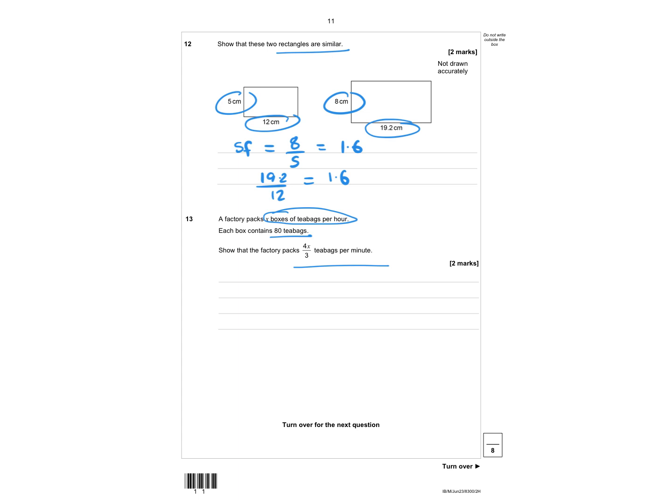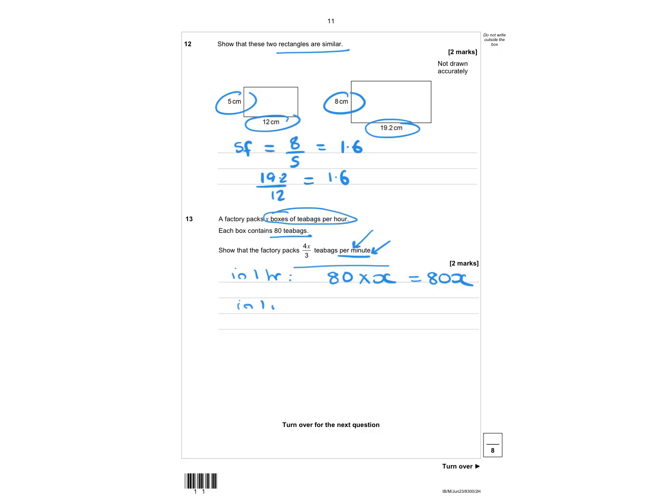So the total number of tea bags packed in 1 hour is going to be 80 tea bags multiplied by x boxes, because each box contains 80 tea bags. So in 1 hour, that's 80x tea bags that are packed. But the question wants to know how many tea bags are packed in a minute. So in an hour, there are 60 minutes.